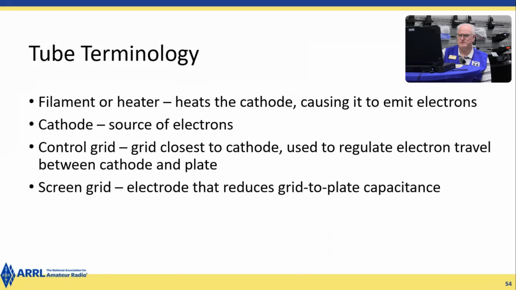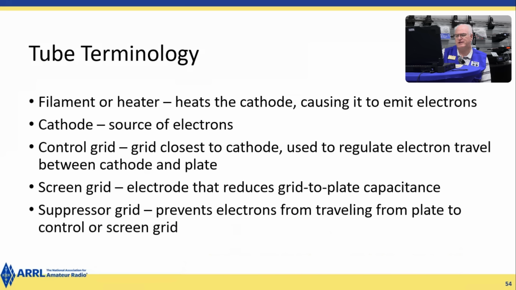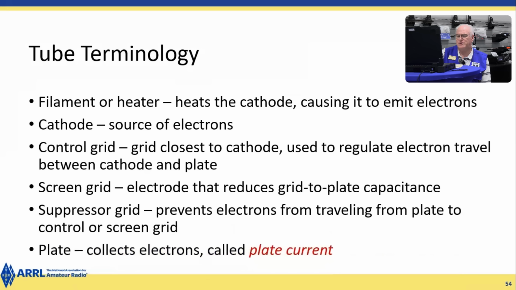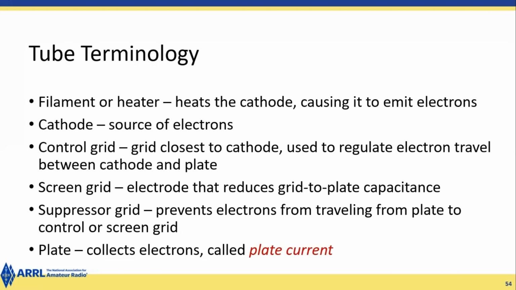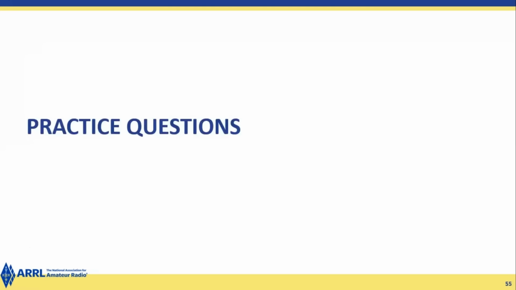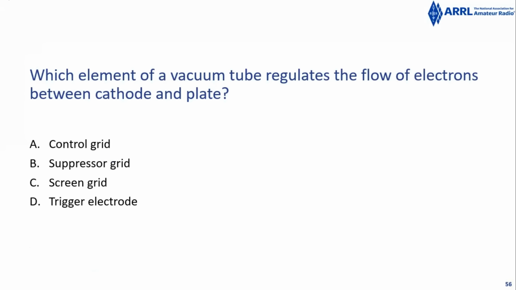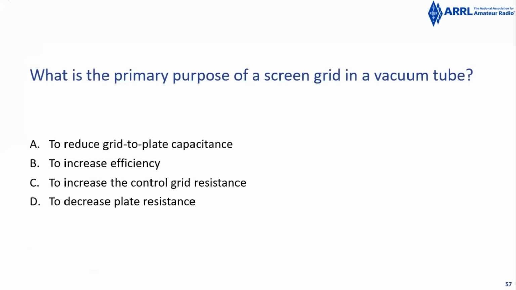The screen grid is the electrode that reduces grid to plate capacitance. Suppressor grid prevents electrons from traveling from plate to control or screen grid. And the plate collects electrons, and that's called plate current. Which element of a vacuum tube regulates the flow of electrons between cathode and plate? That'd be the control grid.